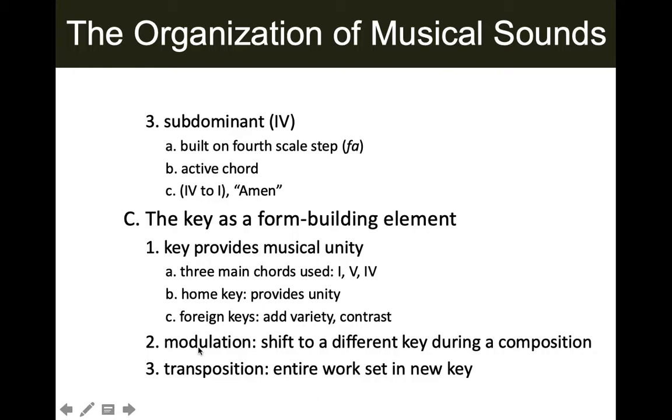So you can change keys, which is modulation, and there's also transposition. Modulation is a complete shift to a different key during a composition. Complete shift. It changes keys. It's when somebody changes keys and you're like, oh, that person just changed keys. That is a modulation. That's what that means.